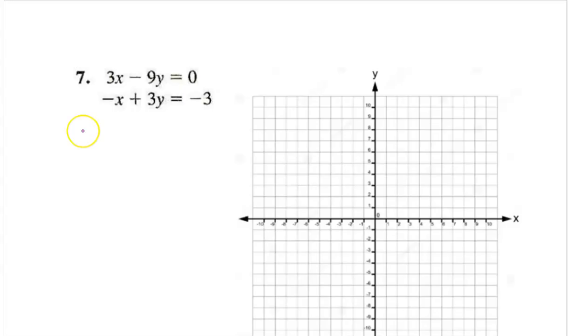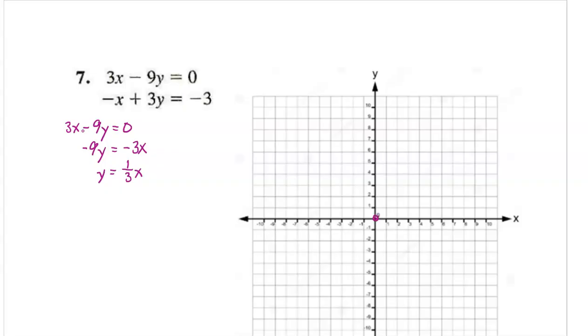Number 7. The first equation is not in slope-intercept form. So the first thing we should do is change it to slope-intercept form. Subtract the 3x. Then divide by -9. This makes -3 divided by -9, which is 1/3. The slope is 1/3, the y-intercept is 0.